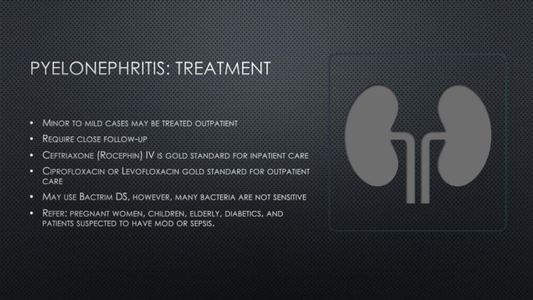You want to make sure too, if you have a patient that's pregnant or if you have a child that comes in or maybe an elderly patient, definitely patients that are diabetic or immune compromised, you need to refer them either to the hospital or a urologist. If this is more of a frequent event, then they definitely need to be in contact with the urologist. If you have a patient that you're suspecting to be in sepsis or multi-organ dysfunction, they need to be hospitalized.